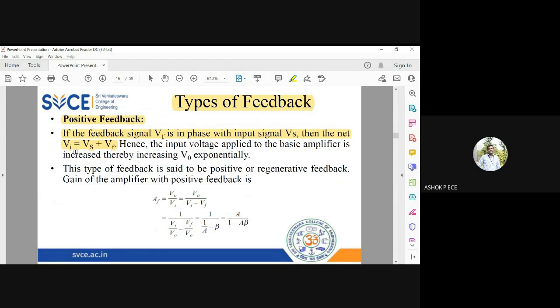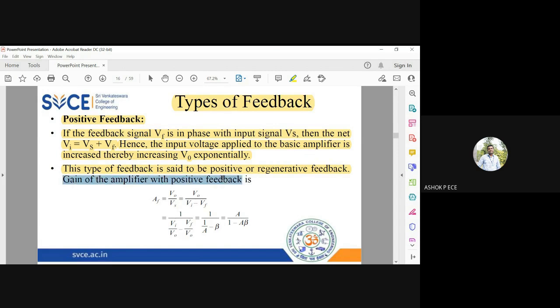So when Vi increases, V naught also increases. This will lead to the output voltage increasing exponentially because Vi is constantly increasing. The amplifier output increases proportionately when the input to the amplifier is larger. So V naught would also increase exponentially. In this amplifier, the output voltage keeps on increasing exponentially. So this type of feedback is called positive feedback or regenerative feedback. Positive because the signals are additive, regenerative because the output voltage is growing exponentially. That is the reason why it is called positive feedback or regenerative feedback.